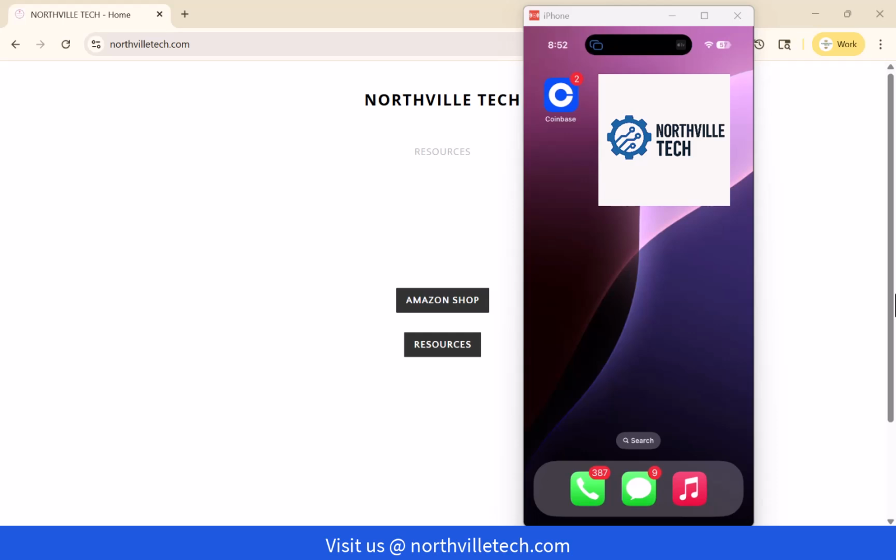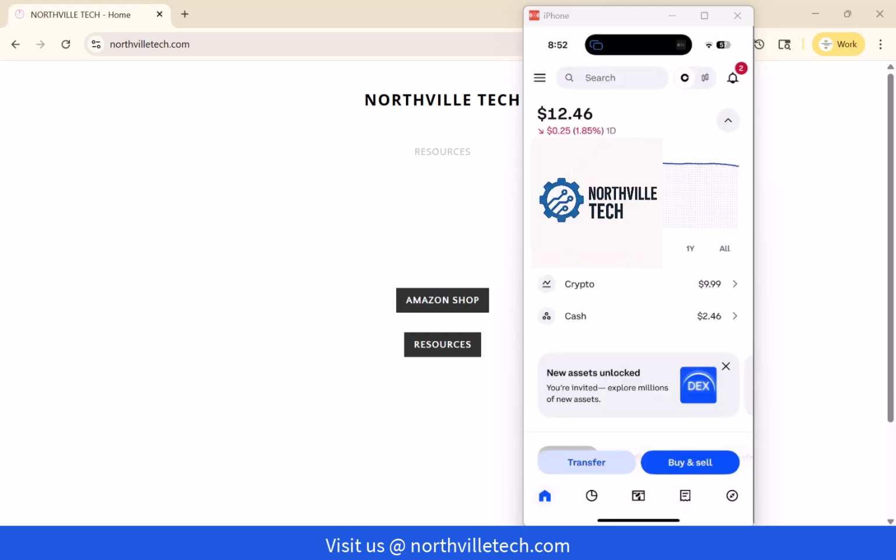Alright, so you can see the Coinbase app on my phone. So you could just open the Coinbase app on your phone. Now, once the Coinbase app is open, you will see a couple of options. If you have crypto and cash, you will see crypto and cash there. Since Bitcoin is a part of the crypto, you're going to click on crypto.